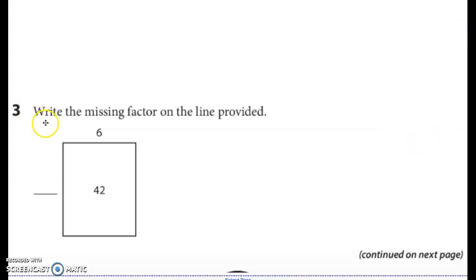Number 3. Write the missing factor on the line provided. Inside of our area model here is the number 42. One of the dimensions is the number 6. Please write the missing dimension, and feel free to use your Number Pieces app to construct the array if you would like. Please pause to complete number 3.